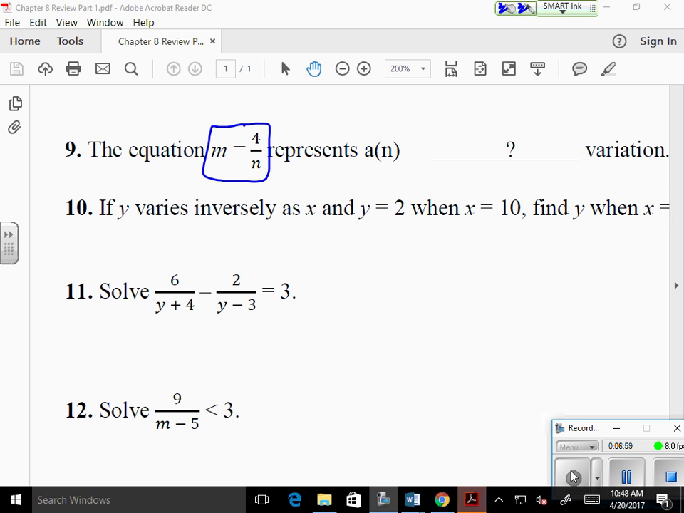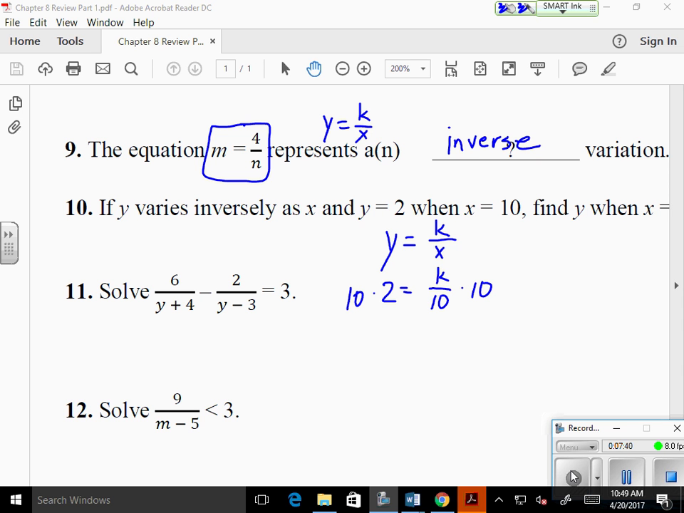M equal to 4 over n follows y equals k over x. Our constant is in the numerator, and n is unknown in the denominator, so that's going to be an inverse variation. So if we set up an inverse variation where y is equal to 2 when x is equal to 10, if it follows the pattern k over x, and we have 2 equal to k over 10, then when you multiply both sides by 10, you get k equal to 20.